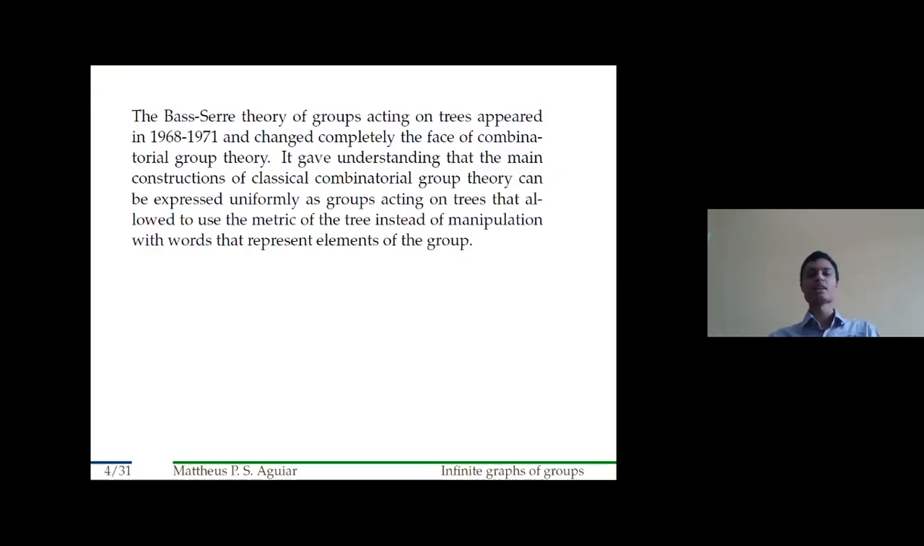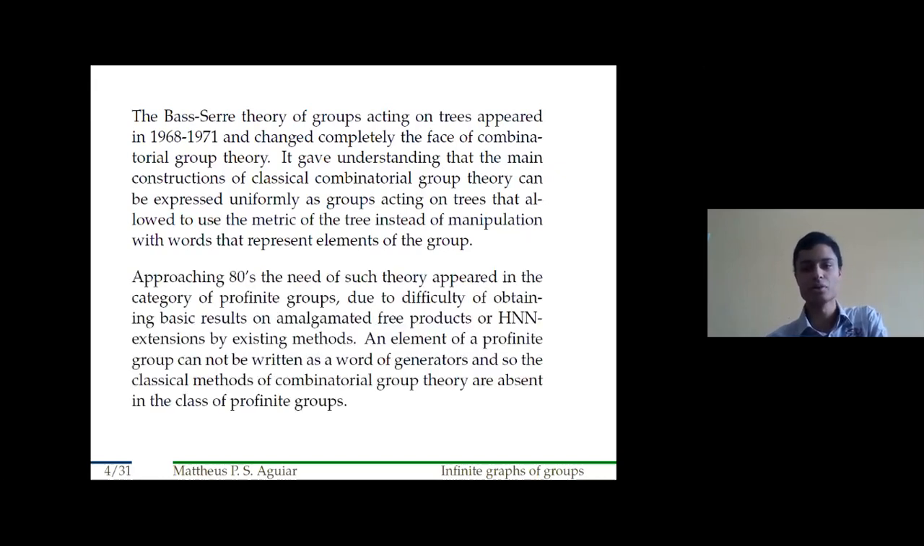So the Serre theory of groups acting on trees appeared in 1968 to 1971 and changed completely the face of combinatorial group theory. It appeared in Serre's book Trees, and it gave the understanding that the main constructions of classical combinatorial group theory can be expressed uniformly as groups acting on trees, which allowed one to use the metric of the tree instead of manipulation with words of the elements of a group.